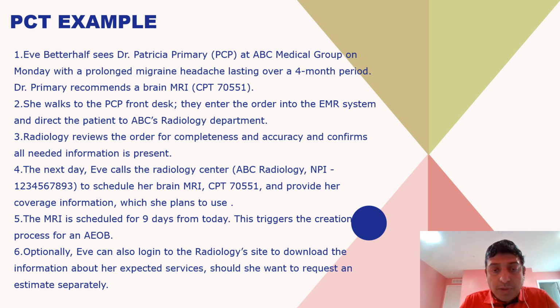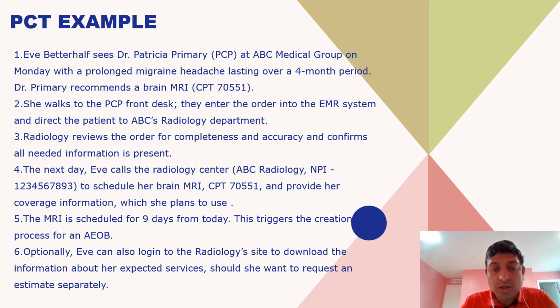Dr. Primary recommends a brain MRI with a CPT code of 70551. She walks to the PCP front desk. They enter the order in the EMR system and direct the patient to ABC's radiology department. Radiology reviews the order for completeness and accuracy and confirms all needed information is present. The next day, Eve calls the radiology center, ABC Radiology, with a particular NPI number to schedule her brain MRI and provide her coverage information which she plans to use. The MRI is scheduled for 9 days from today.